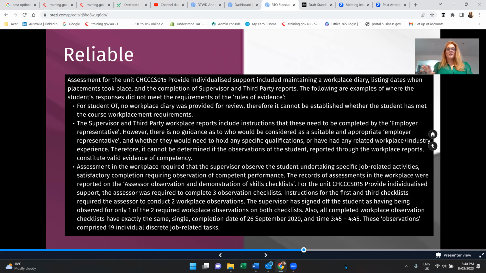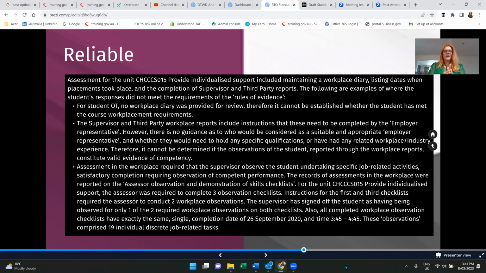Okay. In this case, it's in relationship to work placement. Specifically, the supervisor and third-party reports. There wasn't any guidance on who was a suitable third party. Again, very, very common. Assessment stated that they needed to have 3 observation checklists. So this is the CCAS 015 unit. It requires 120 hours of workplace learning.